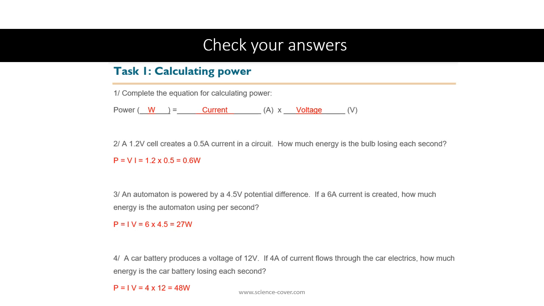A car battery produces a voltage of 12 volts. If 4 amps of current flows through the car electrics, how much energy is the car battery losing every second? So again, we want the power, so it's the current times the voltage. So that's 4 amps times by 12 volts, which is 48 watts.